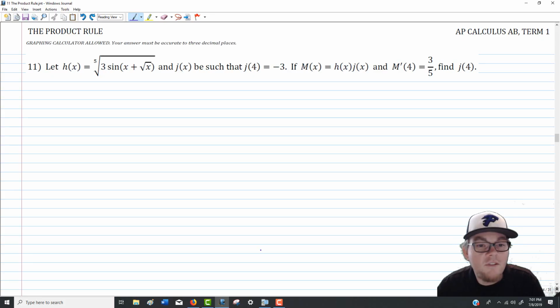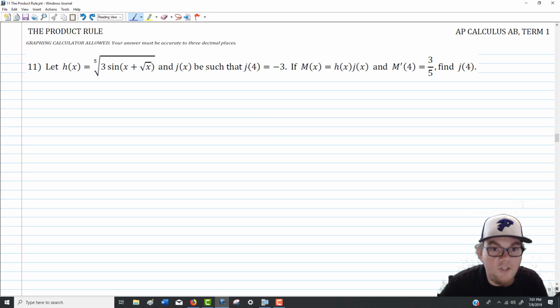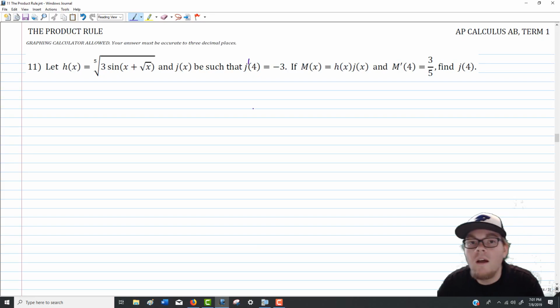Next, it says let j of x be such that j prime of 4 equals -3. Oops, that's supposed to say j prime of 4, so we'll fix that on the assignment. So we have j prime of 4 equals -3. Then it says if m of x equals h of x times j of x, and m prime of 4 equals 3/5, find j of 4.